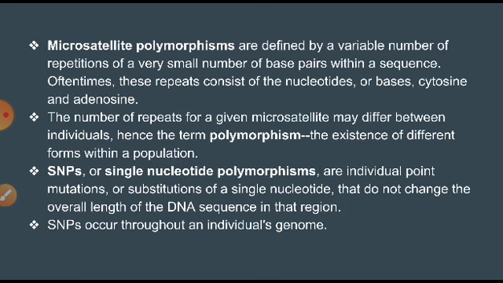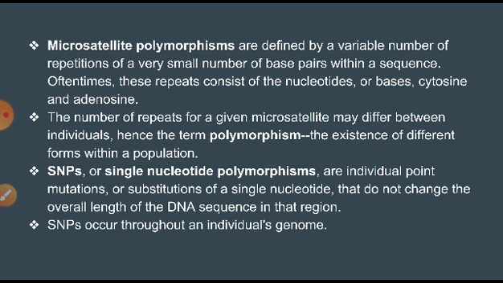Another is the microsatellite polymorphism, defined by a variable number of repetitions of a very small number of base pairs within a sequence. Oftentimes, these repeats consist of the nucleotides or bases cytosine and adenosine. The number of repeats for a given microsatellite may differ between individuals. Hence the term polymorphism, because different morphologies have been created, so we call it polymorphism.